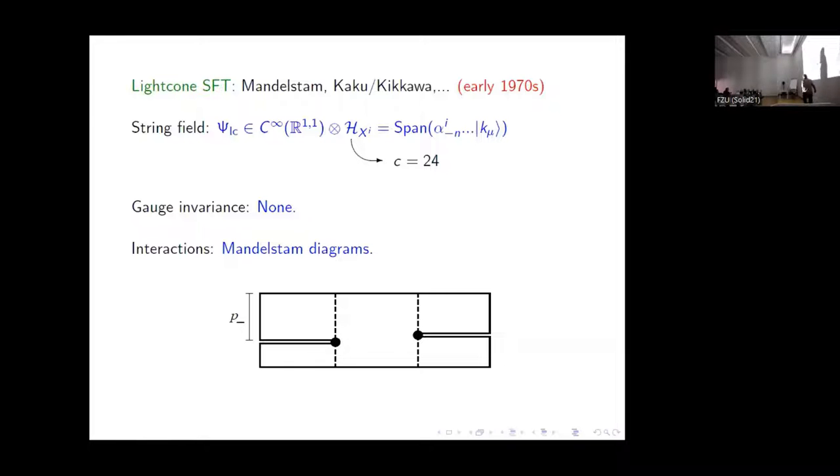And the string field there is just an element of a vector space of transverse free bosons that also depends on some coordinates in the x plus and x minus direction. Another way to say it is that the string field is given by acting transverse matter oscillators on a state with some momentum. Okay, so that's the string field. The theory has no gauge invariance, and the interactions are characterized by Mandelstam diagrams, which look like this. So that's lightcone gauge string field theory.